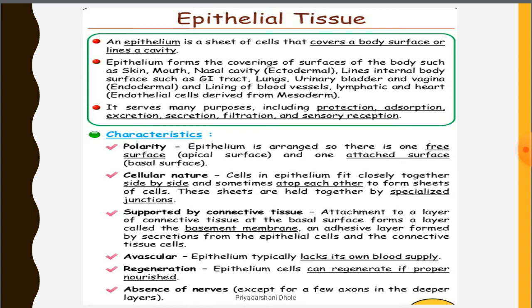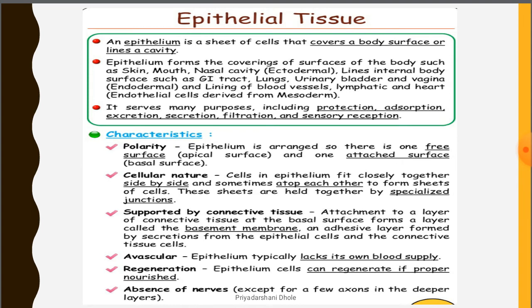These are the epithelial tissues, and they serve many purposes. What is the main function of this epithelial tissue? Protection, absorption, excretion, secretion, filtration, and sensory reception. Now, what are the characteristics of this epithelial tissue? First one is polarity, then cellular nature, support by connective tissue, avascularity, regeneration, and absence of nerves.